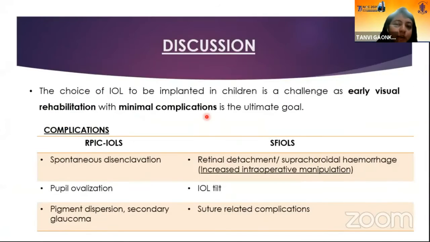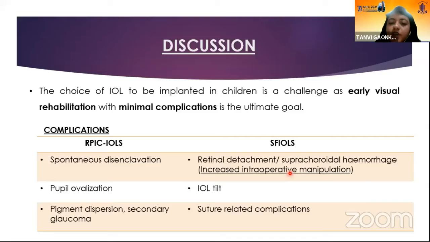So the choice of IOL to be implanted in children is a challenge, as early visual rehabilitation with minimal complications is the ultimate goal. If we compare the RP versus SF IOLs in terms of complications, retropupillary is associated with complications like spontaneous disenclavation, pupil ovalization, which is not vision threatening, and pigment dispersion and secondary glaucoma because of rubbing of the IOL against the posterior pigment epithelium.